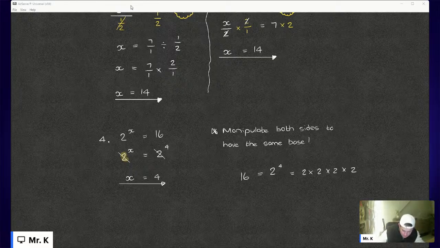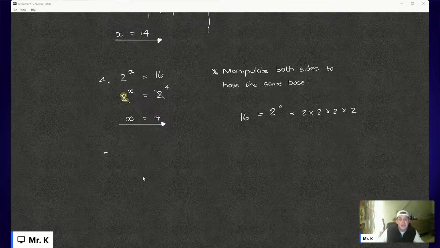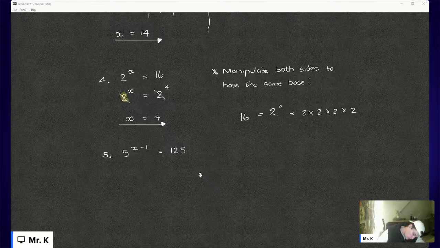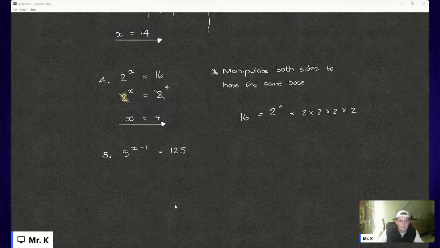Right? This is a very simple example, but the goal is to show you guys that we have to learn how to manipulate the bases so that they are the same on either side. What happens if I'm given a more compound exponent? 5 to the power of x minus 1 is equal to 125, for example. How do I deal with this now?